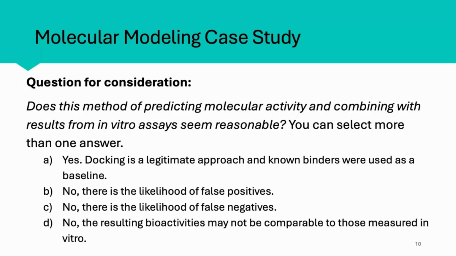What I would say is that responses C and D are correct. Because they required that the binding affinity was at least as great as the known binders, they may have missed some that would still bind, but with lesser affinities. So I think there's the likelihood of some false negatives. For response D, it's maybe not known to everyone out there, but most Tox21 assays are not binding assays. So it's not obvious why docking and Tox21 based bioactivities would be comparable.